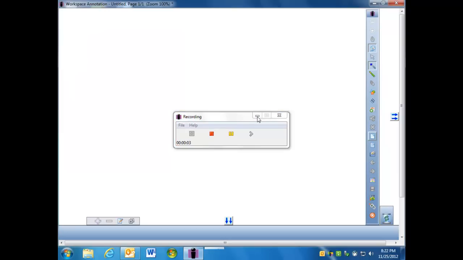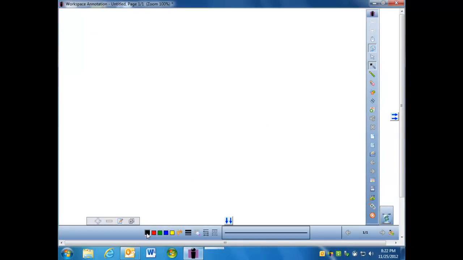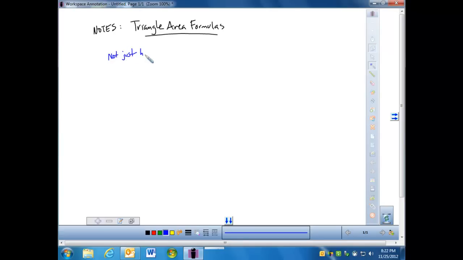Alright, tonight we're going to work on trying to understand where some of these triangle formulas come from. Over the first few sections of chapter 12, we're going to look at a couple of different triangle formulas that you might not be familiar with. And rather than have me just tell you, hey, these work, use them, I'd much rather have you understand where they come from.